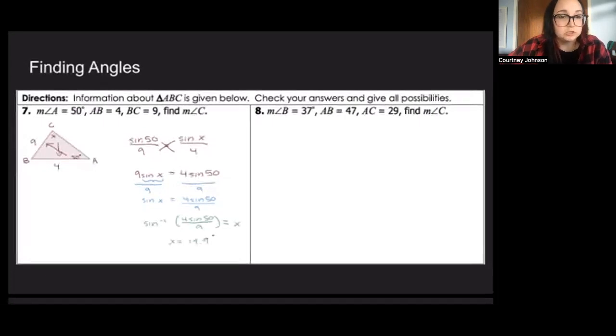Now we just have to double check for ambiguous cases. And in this case, we do 50 plus whatever our possible remaining things can be. So we found 19.9, and that's less than 180. Yes. Okay. And then what would we have left? We would have 50 plus 160.1, which is greater than 180. So that does not work. Okay. So we have to be very careful checking for our ambiguous cases.